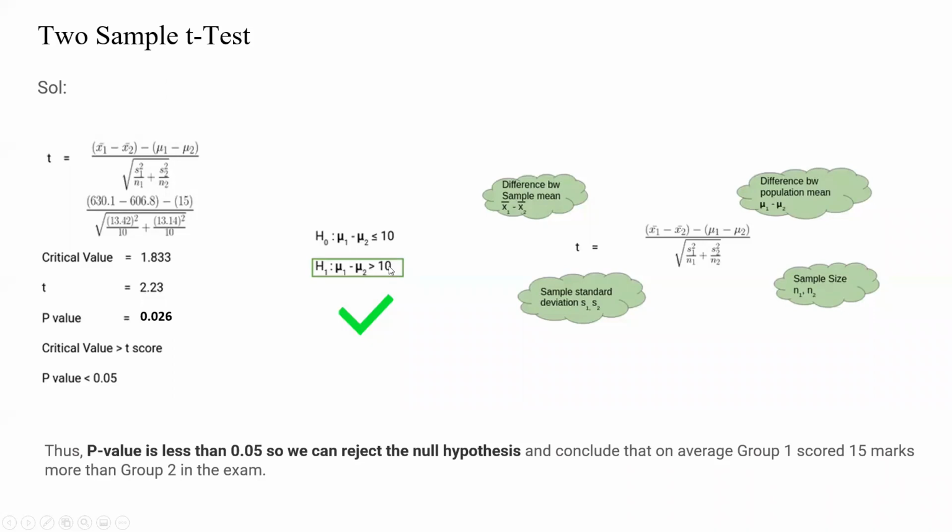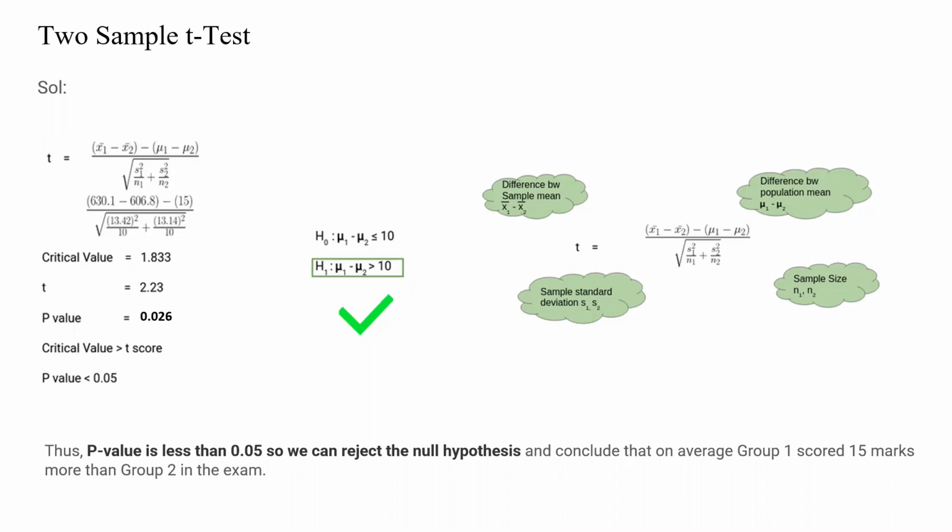There's a typo here. It should actually be 15 in these hypothesis statements. So we can state that Group 1 is actually able to score on average 15 marks more than Group 2 students in the exam. This is how we perform the z-test and t-test, use those scores to get the p-value, and based on that we either reject the null hypothesis or accept the alternate hypothesis. So that is about the z-test and t-test.